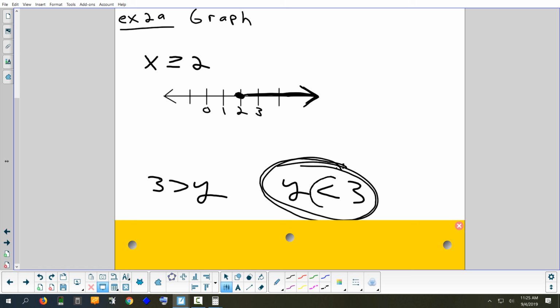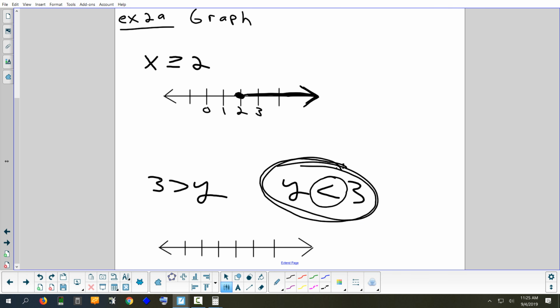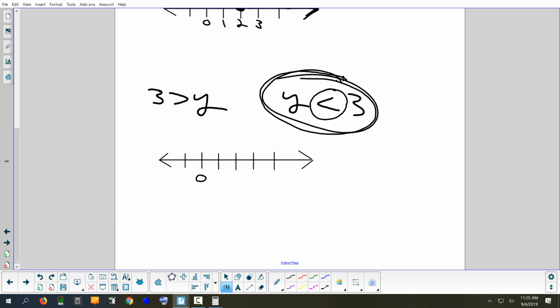So, yeah, it's all about this. If you put the variable on the left, this tells you which way to shade. If you put the variable on the right, it doesn't. This tells you the opposite of the way to shade. So I always put the variable on the left, and then I always know which way to shade. Look at the direction it's pointing. All right.